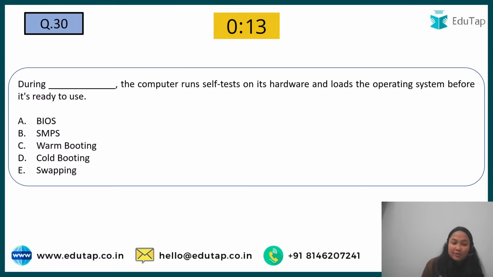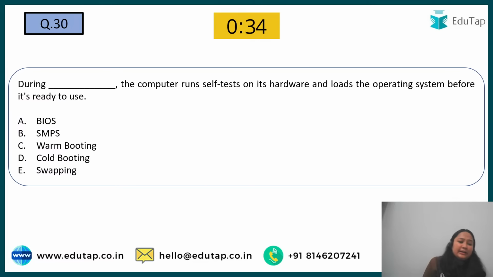Then the option number 1 here is BIOS. BIOS is basic input output system. Whenever you turn on your computer, you need to know that the input output devices will run, so for that we have the BIOS system. The next option is SMPS. If you know the full form of SMPS, the understanding becomes very easy. SMPS is switched mode power supply. It is basically responsible for converting the electricity to your computer power.